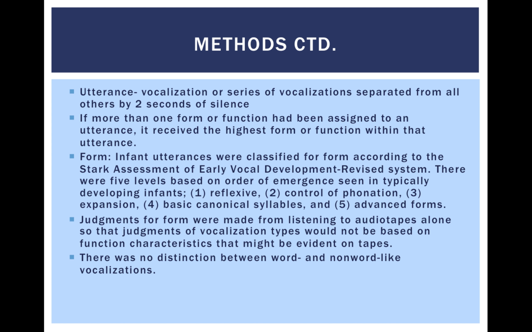Form. The infant utterances were classified for form according to the Stark Assessment of Early Vocal Development Revised system. There were 5 levels based on order of emergence seen in typically developing infants: reflexive, control of phonation, expansion, basic canonical syllables, and advanced forms. Judgments for form were made from listening to audio tapes alone, so that judgments of vocalization types would not be based on function characteristics that might be evident on tapes. There was no distinction between word and non-word-like vocalizations.